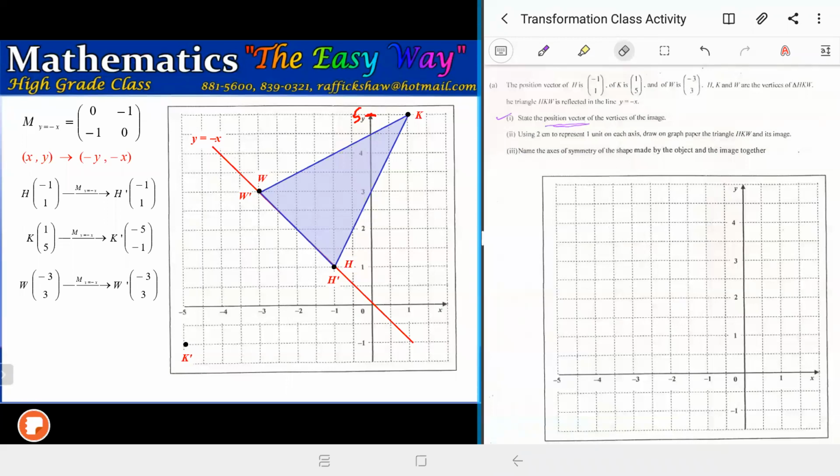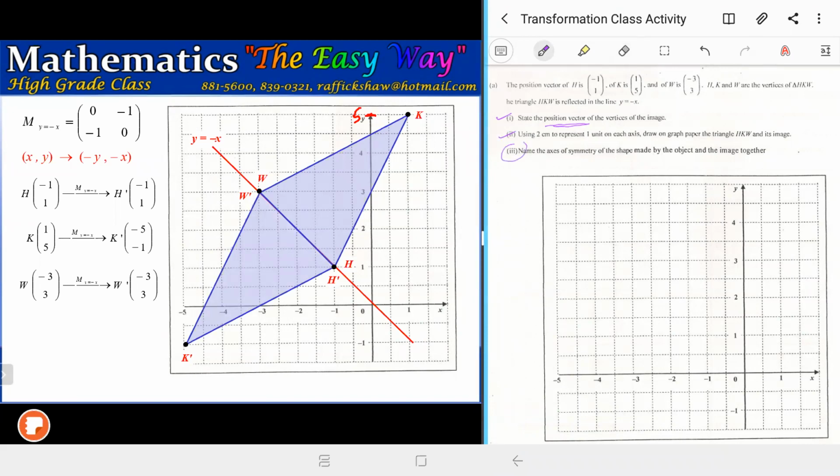I put in that point carefully. And then complete the triangle. And that is the image triangle. All right? That's the image triangle. So I've completed part 2 by drawing the triangle and its image.